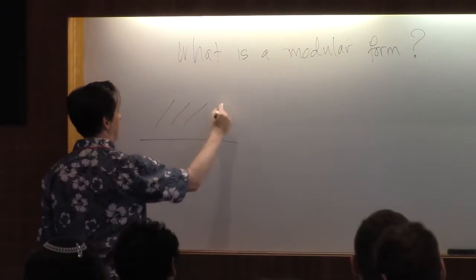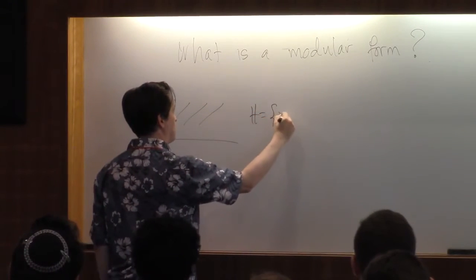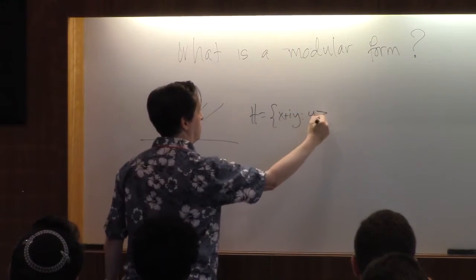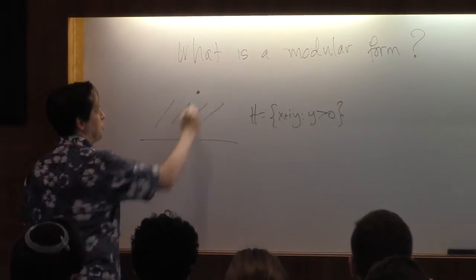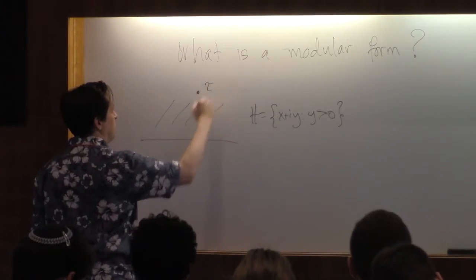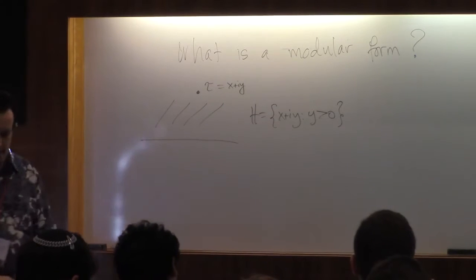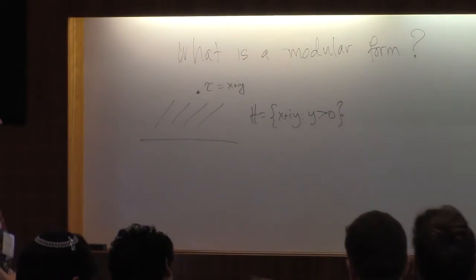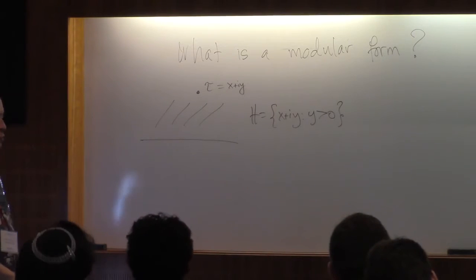So there's an amazing picture of the upper half plane. It's the complex numbers with positive imaginary part, and we're usually going to denote a point in the upper half plane by the letter tau, x plus iy. Before I can define what a modular form is, I have to introduce one matrix group.